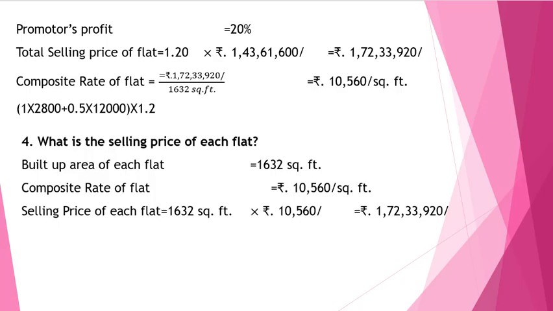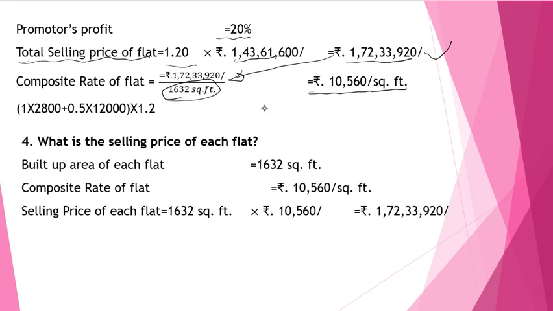So promoter's profit is given to you as 20%. So total selling price will be 1.2 into 1 crore 43 lakh 61,600. So total will be 1 crore 72 lakh 33,920. So this will be the total selling price of the flat. So composite rate is total selling price divided by area of the flat, 1632 square feet. So it will be 10,560 per square feet.